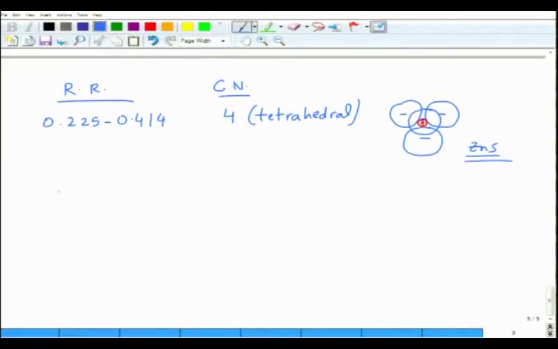Fourth one is 0.4142 to 0.732. So this is bigger than tetrahedral, this is called six-fold or octahedral. So if the radius ratio is larger than 0.414 but lower than 0.732, then it is going to follow six-fold coordination. So here basically what you are going to have is an octahedron.